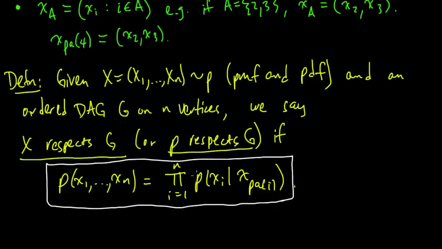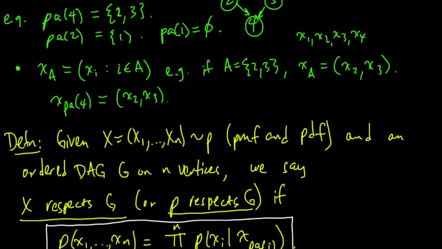And for any ordered DAG, there are certain probability distributions which satisfy this. Of course, it doesn't uniquely determine the probability distribution, but it determines some collection of probability distributions P that respect that graph, and they respect it in the way that we talked about before.